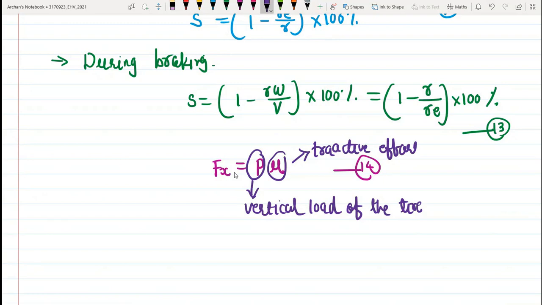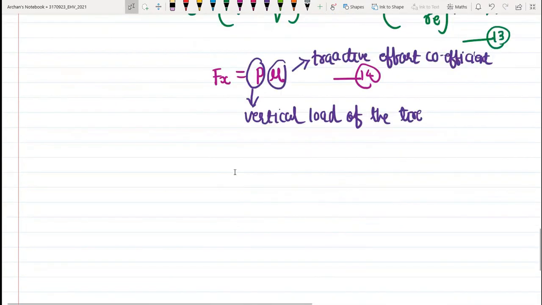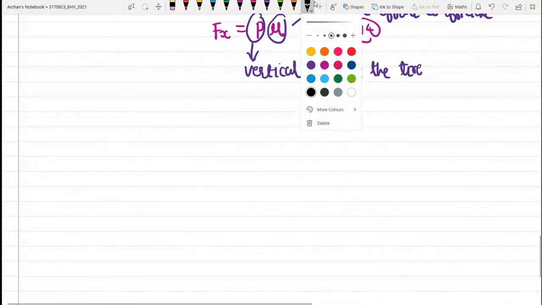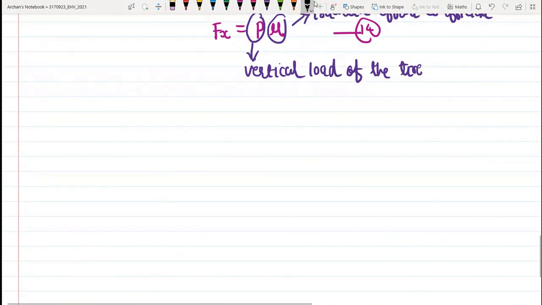Tractive effort coefficient, which is a function of the tire slip. Okay, so the tractive effort coefficient and tire slip will have a relationship. If we try to draw, then it will have some kind of relationship. Let us draw the relationship.